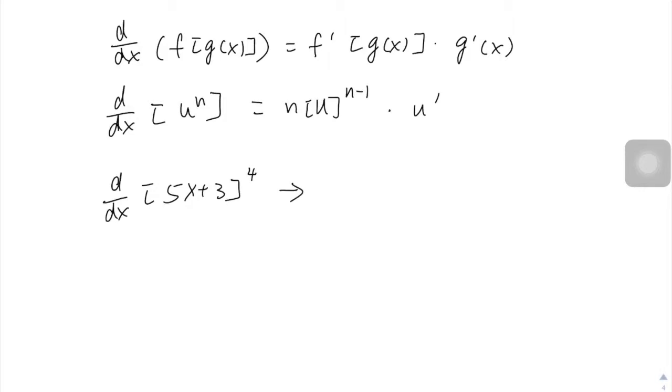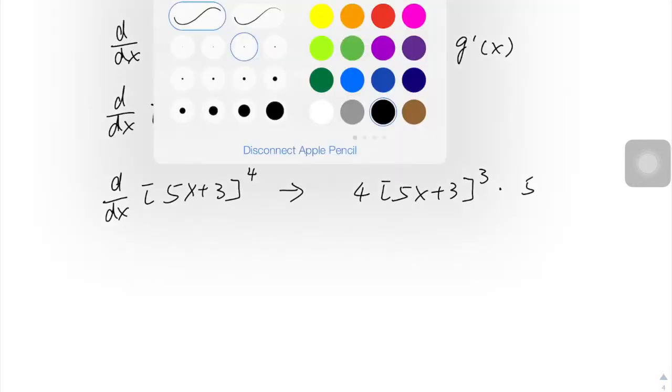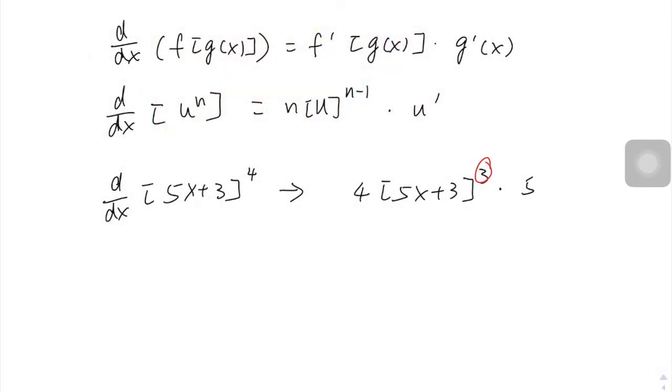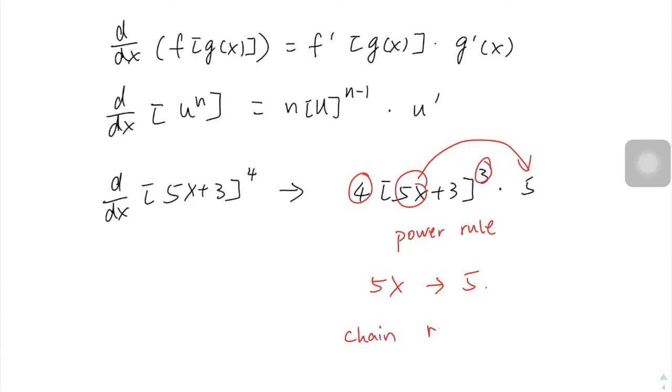We take the index 4 to the front. Then 4 minus 1 is 3. According to the power rule, we already took the derivative of the outer function. Then we need to take the derivative of g(x), which is 5x plus 3. Its derivative is 5. Then we multiply by 5 after the derivative of the outer function.